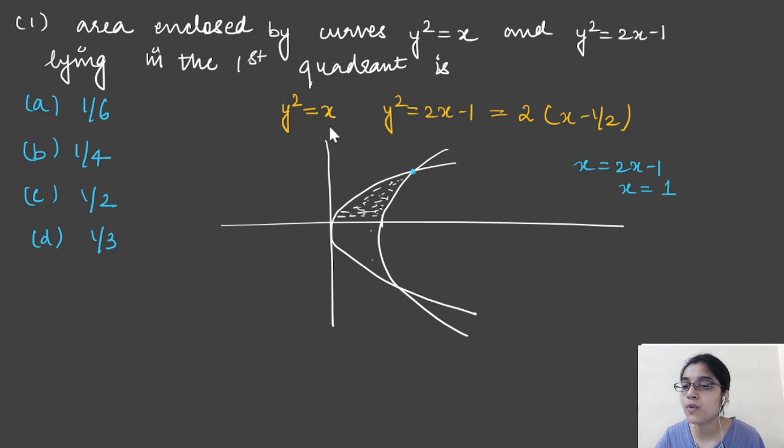x is equal to 1. Keep it in either y square is equal to 2x minus 1 or y square is equal to x. You will get y square is equal to 1, which gives plus minus 1. But since we are in the first quadrant, we will choose y is equal to 1. So this other point is going to be 1 comma minus 1, because we are getting y square is equal to 1. But we do not have to pay attention to that, because we are working in the first quadrant.